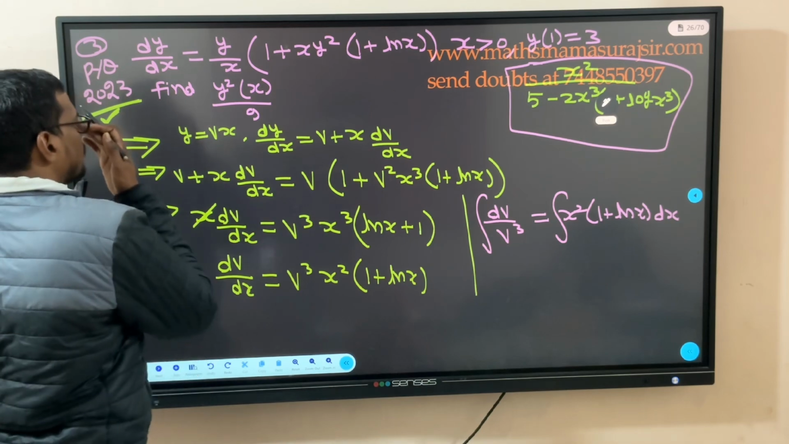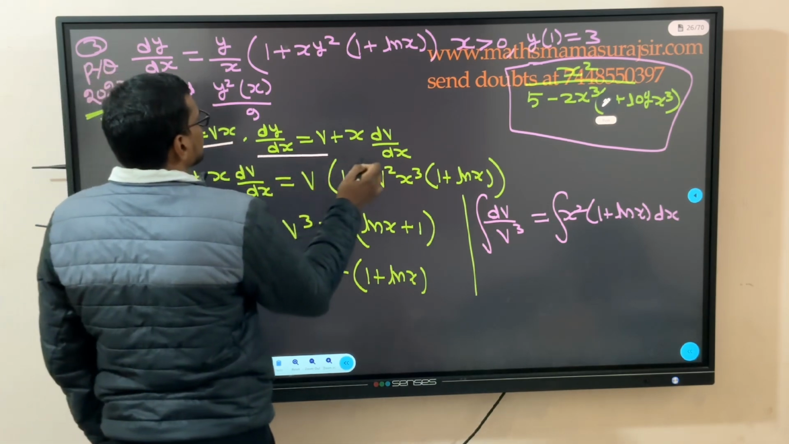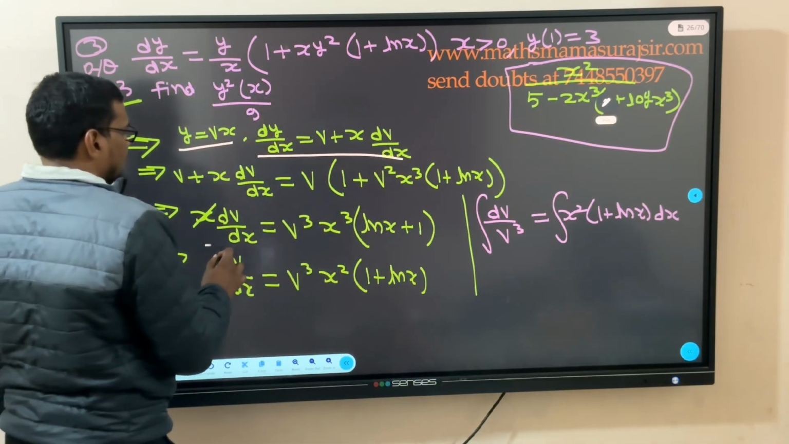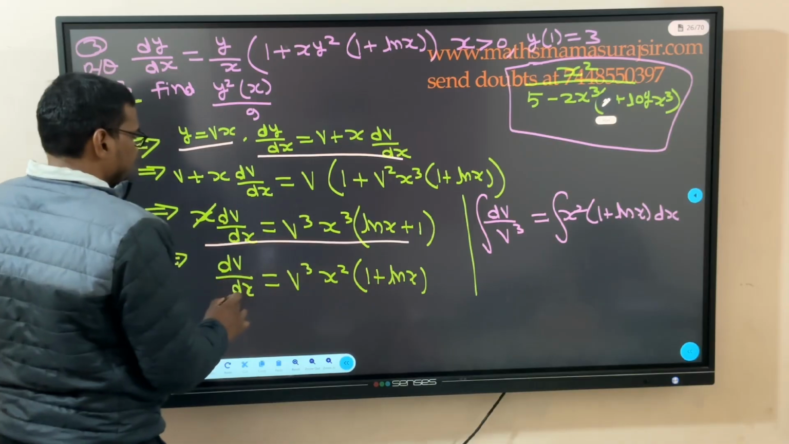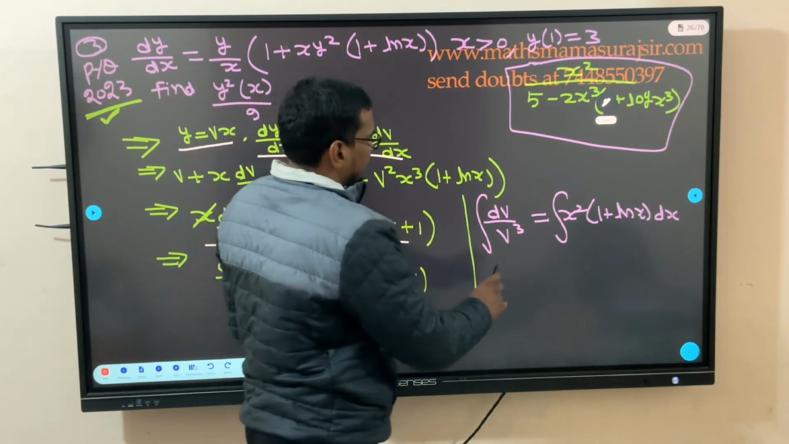This question, how will you solve? Again homogeneous, so y equal to vx, dy by dx is this. Substituted here, we got this, we get cancelled, finally we get this. dv by dx is equal to this, so dx and v, finally we are getting this.